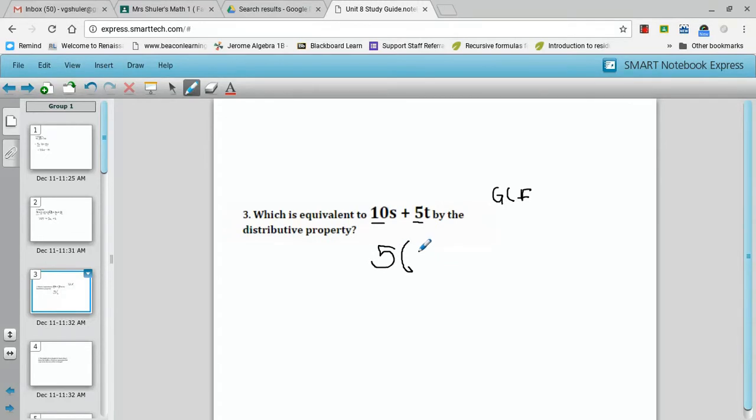10 divided by 5 is 2s. 5 divided by 5, remember I'm dividing both of these terms by 5. 5 divided by 5 is 1, and you're left with just a t. So 1t can be written as just t. So your final answer is 5 parentheses 2s plus t.